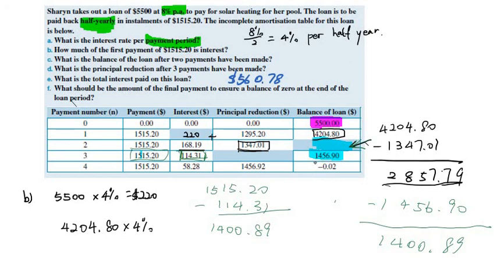So if we want to make sure that the balance of loan is equal to zero, we need to change the payment that's being made over here. Apparently that 1,515.20 is too much. So we want to pay 2 cents less. The amount of money that we're going to pay is 1,515.18. So we're going to pay 2 cents less to make it zero. Okay, so that is how you construct and complete an amortization table.